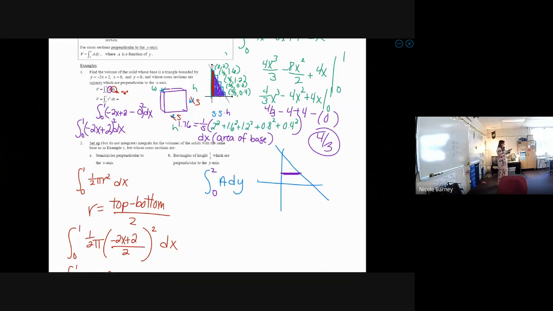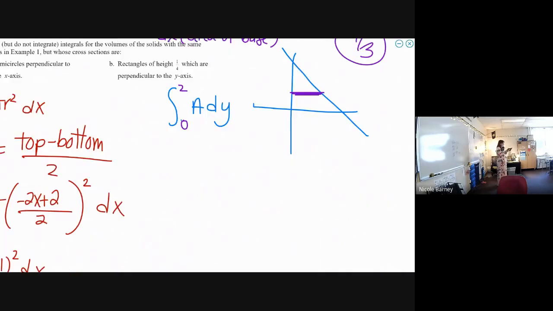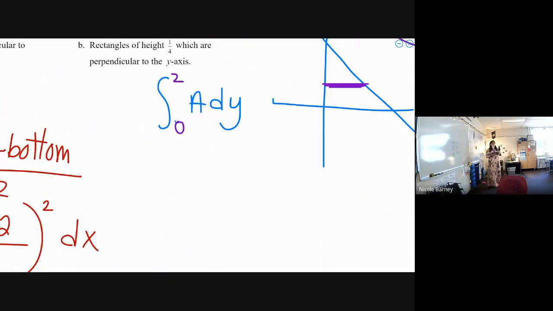So now it's a rectangle, so I honestly really do set it up this way. I write the integral from 0 to 2 of the area of the base times dy, and then I ask myself, what is the area? Well, the area of a rectangle is base times height, right? So the base would be right and left, I would say right minus left. Right? So it'd be what?